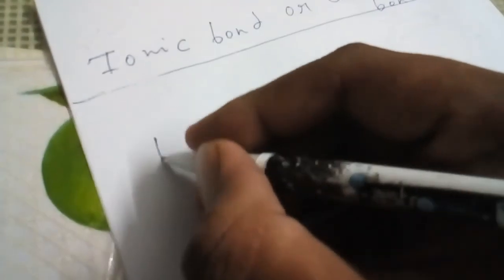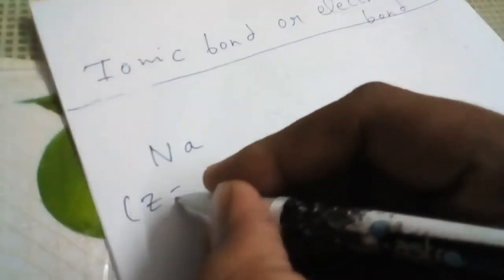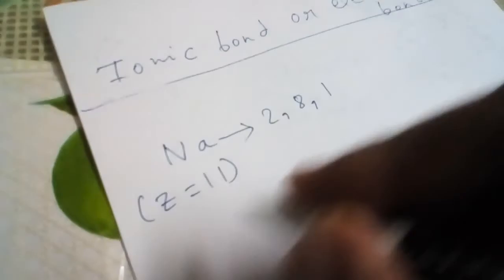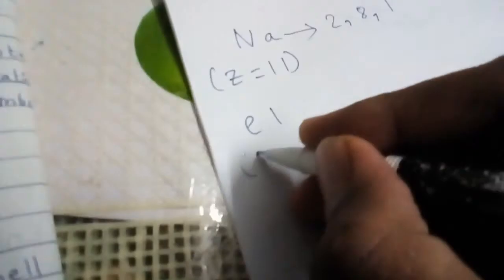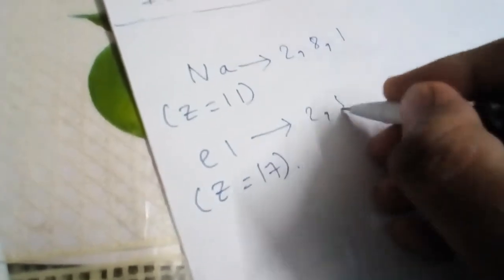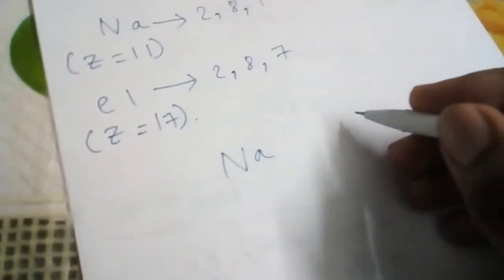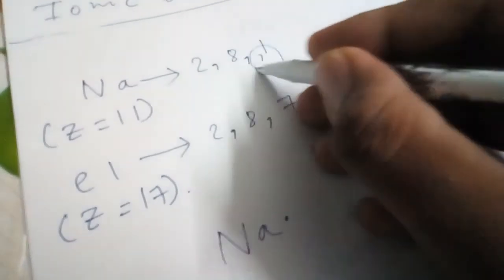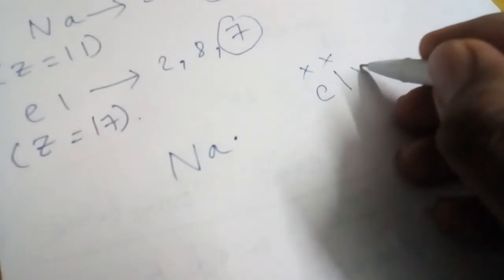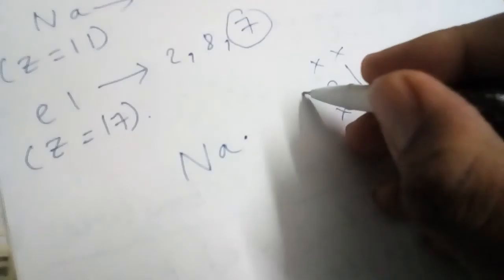Ionic bond. Suppose Na, atomic number 11, meaning 2, 8, 1, and chlorine, atomic number 17, meaning 2, 8, 7. Now I am going to show the ionic bonding in NaCl. Na has 1 electron in its valence shell. Chlorine has 7 electrons in its valence shell.